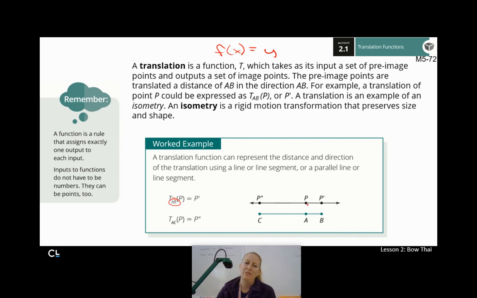This takes a while to wrap your head around. I have another example here. Let me use another color here.